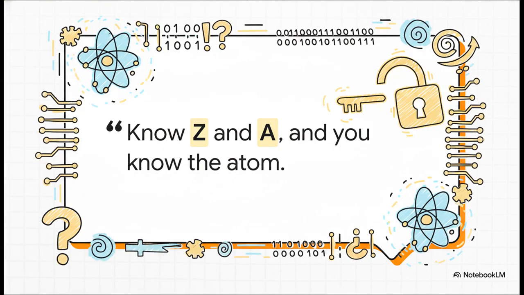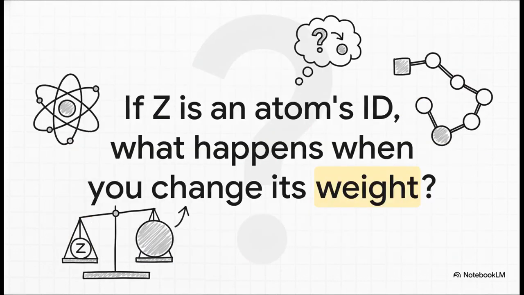Ultimately, it all comes down to this one simple idea. If you know an atom's Z and A, you know its fundamental identity. You've officially cracked the code. Which leaves us with one final, very interesting question to think about. If Z is the permanent, unchangeable ID of an element, what happens if you keep Z the same, but you change A? You change its weight. What kind of atom do you end up with then? Something to chew on. Thanks for joining me.